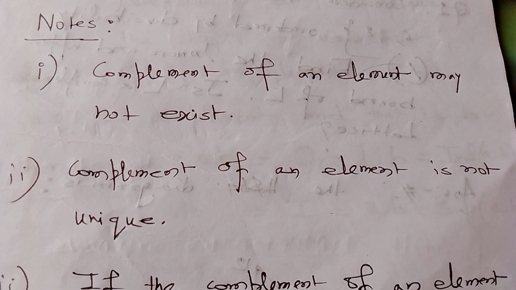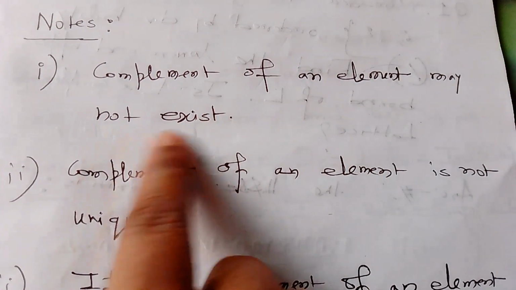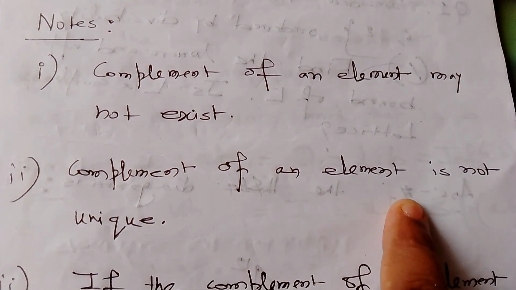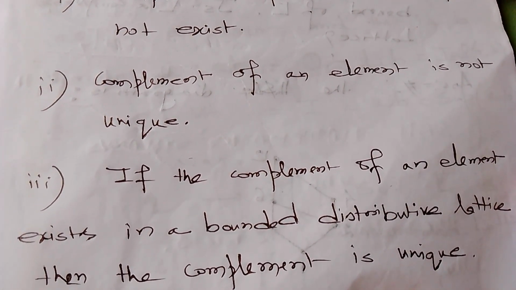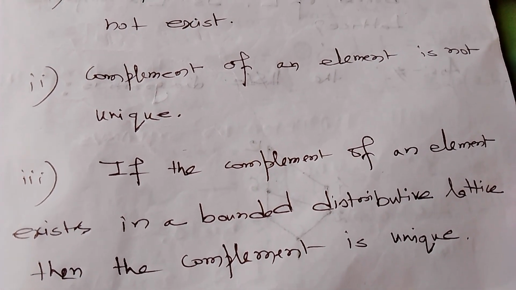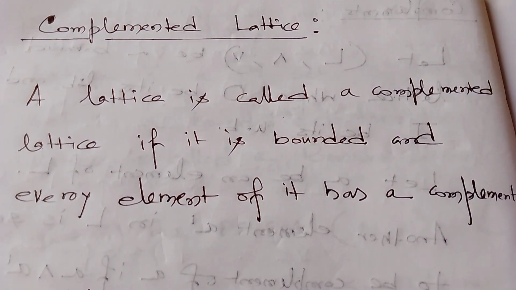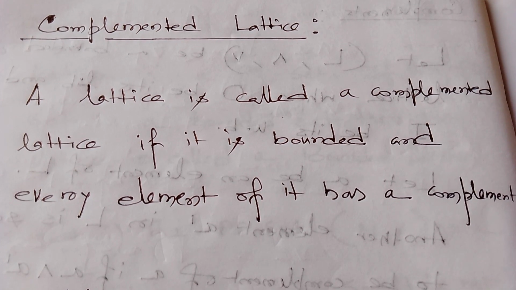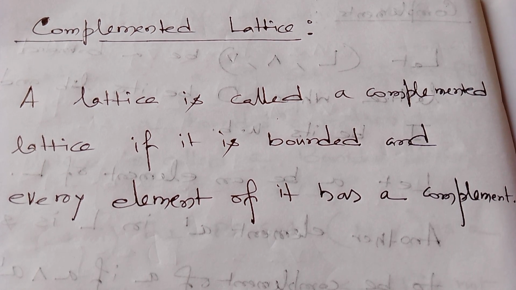These are some of the notes regarding complement. That is, the complement of an element may not exist. The complement of an element is not unique. Then, if the complement of an element exists in a bounded distributive lattice, then the complement is unique. Now, complemented lattice. A lattice is called a complemented lattice if it is bounded and every element of it has a complement.